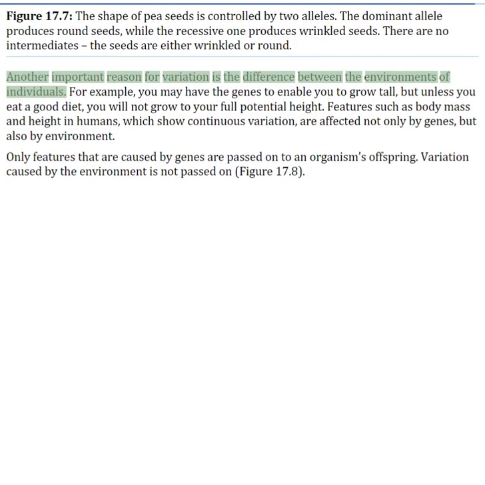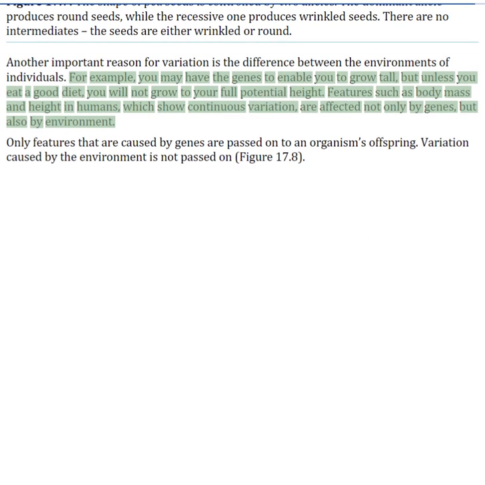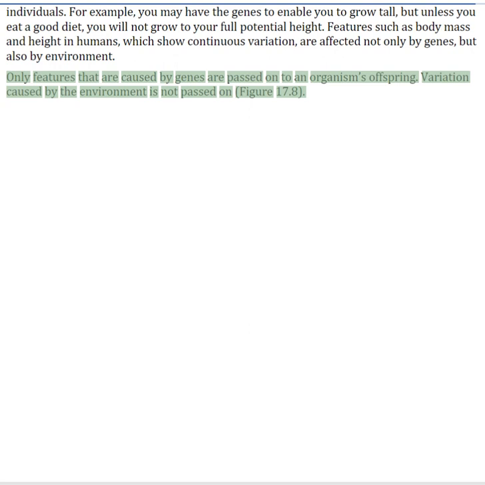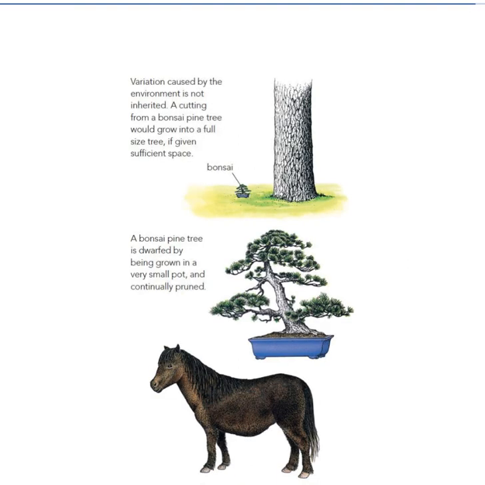Another important reason for variation is the difference between the environments of individuals. For example, you may have the genes to enable you to grow tall, but unless you eat a good diet, you will not grow to your full potential height. Features such as body mass and height in humans, which show continuous variation, are affected not only by genes, but also by environment. Only features that are caused by genes are passed on to an organism's offspring. Variation caused by the environment is not passed on. Figure 17.8, some characteristics are caused by genes alone, but others are affected by the environment as well.